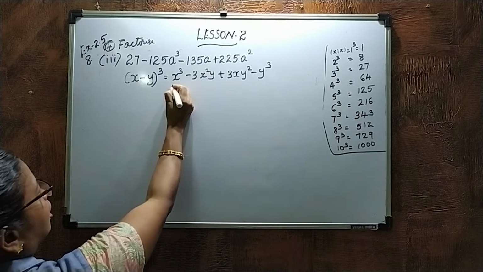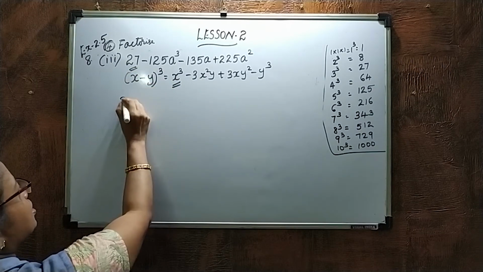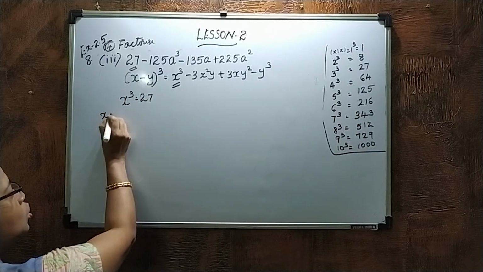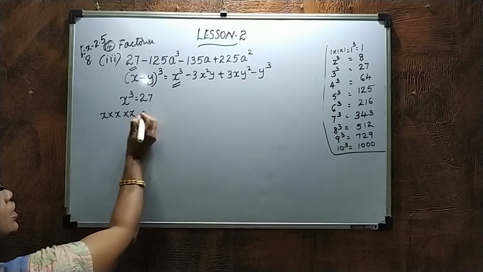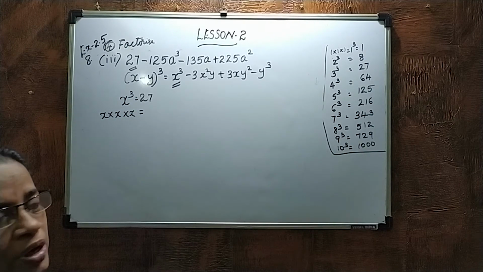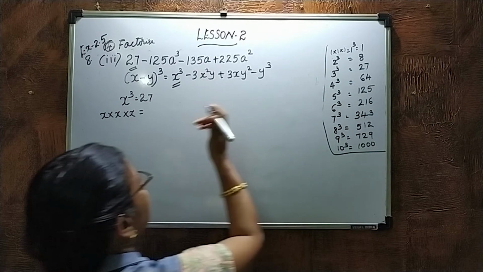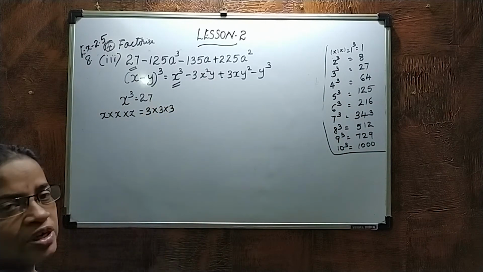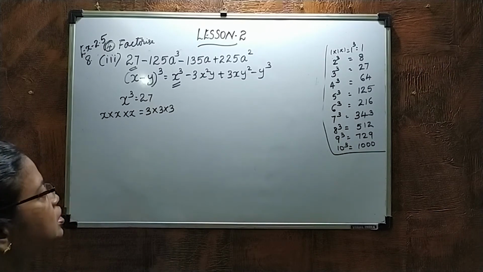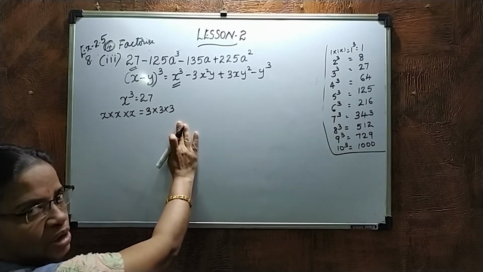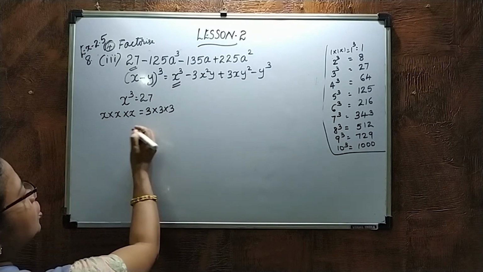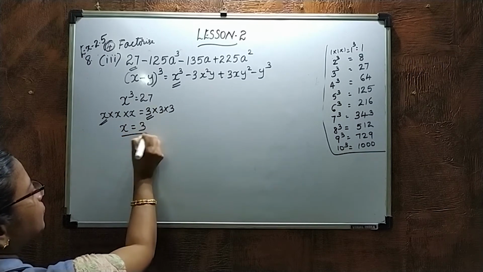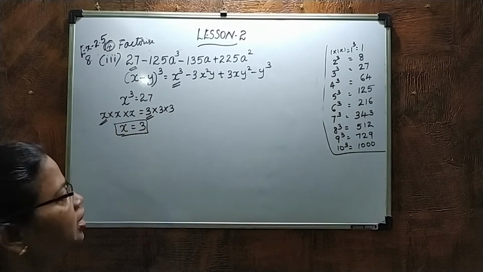What is x? Here look, x cube is 27. That means x into x into x is x cube. 27 can be written as 3 cube, that means 3 into 3 into 3. No variables, only numbers are there, only a constant term is there. So there is no alphabet. Here x is there, here 3. So x is equal to 3.